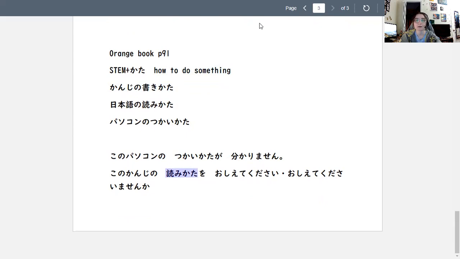Okay, so I hope this gives you an idea of how to do the concepts, the grammar, what the kanji are, and how to read them.